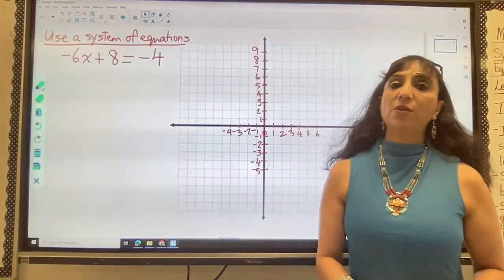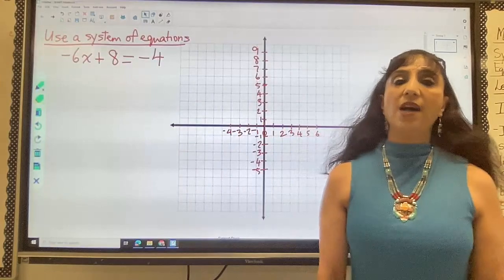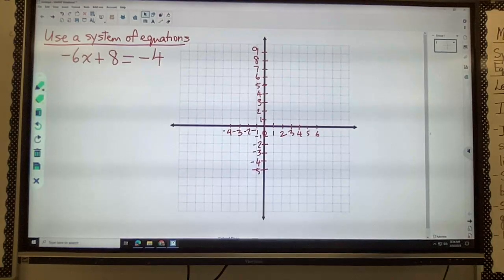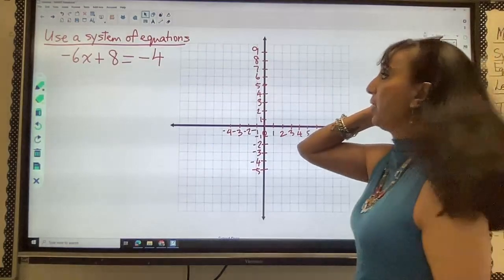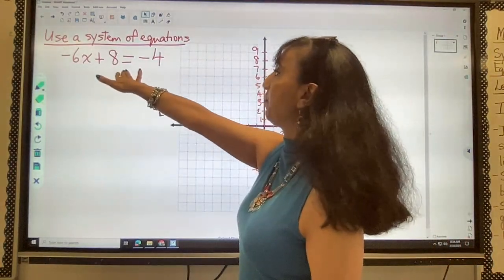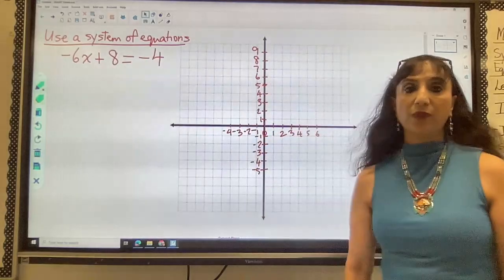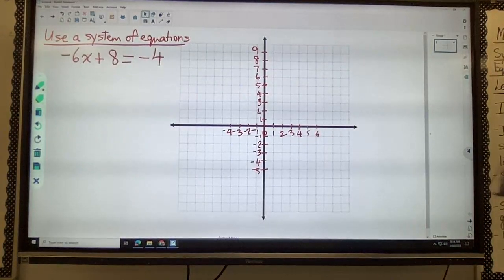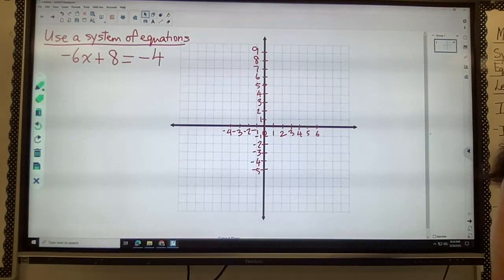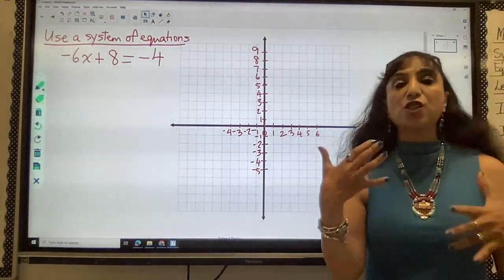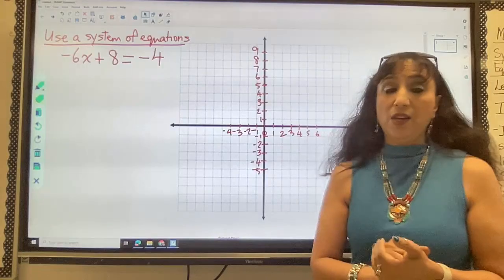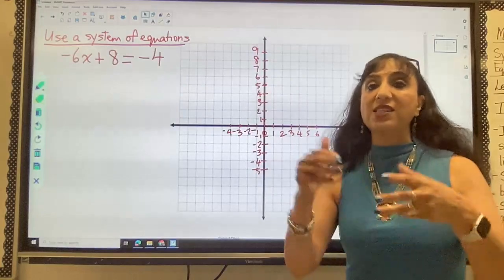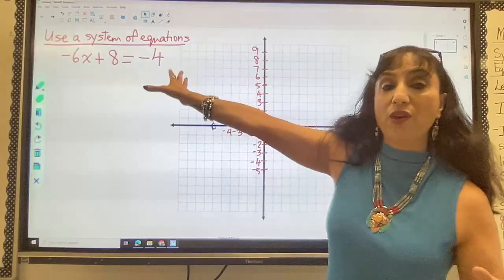So sometimes I am given a problem like this, and it says use a system of equations to solve whatever is provided. Okay, so use a system of equations to solve negative 6x plus 8 is equal to negative 4. So when I have something like this given to me, there are certain steps to remember. First, write a system by setting each expression equal to y. So we're going to say y is equal to negative 4, y is equal to negative 6x plus 8. So that's how we are going to write it out.